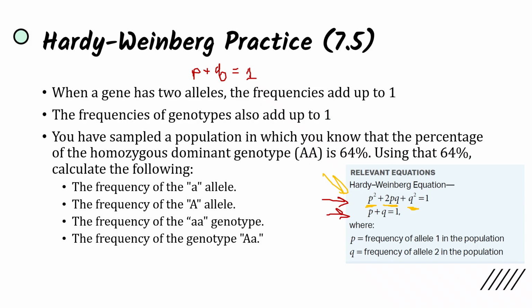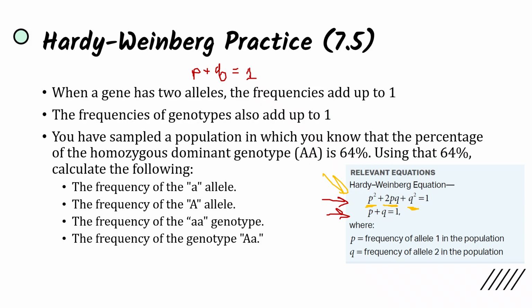Together they're going to equal the entire population. They're going to add up to 1. And so now let's practice with some Hardy-Weinberg. And of course, this only works when the population is non-evolving, because if there's an evolving population, then allele frequency will be shifting constantly. So with a non-evolving population, you can calculate allele frequency, you can calculate phenotypic frequency using these Hardy-Weinberg equations. So you've sampled a population in which you know that the percentage of the homozygous dominant genotype, capital A, is 64%. And using that 64%, we need to calculate the following.